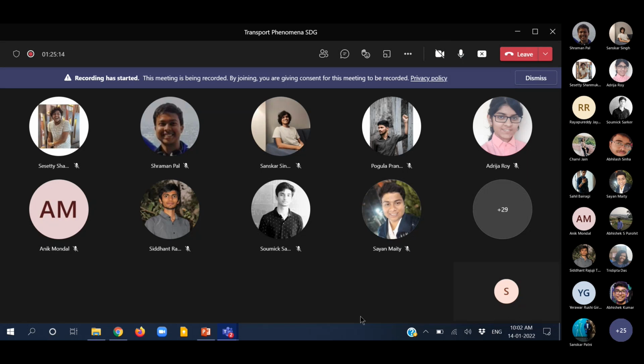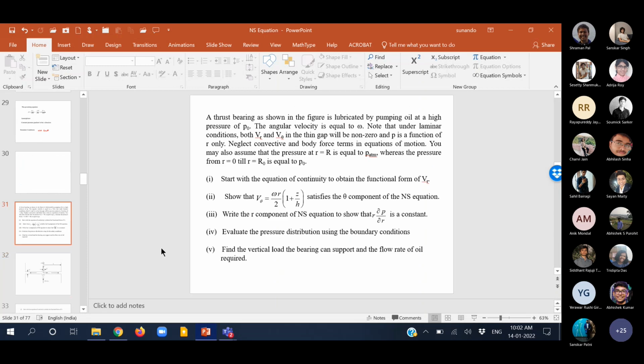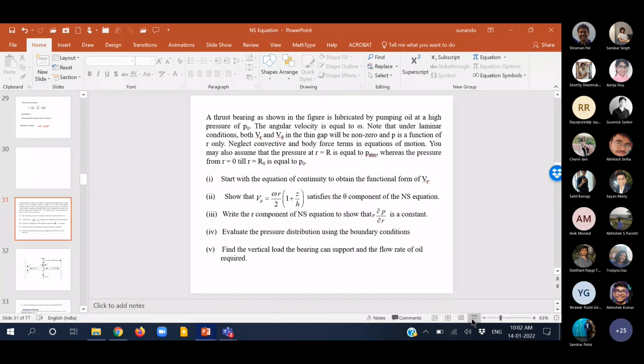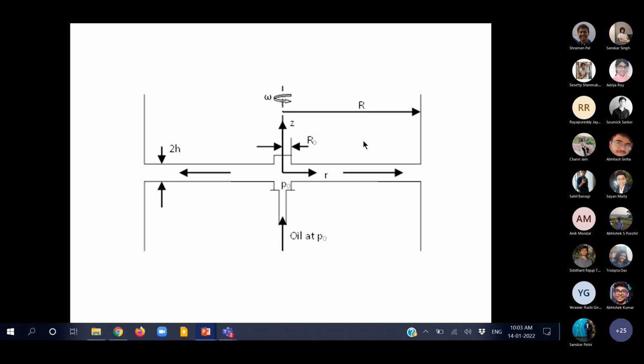Okay, so let's start once again. Can you see the problem statement? One of you, please answer. Yes. Okay. All right. So we'll start this problem, but let me explain it using this specific figure.